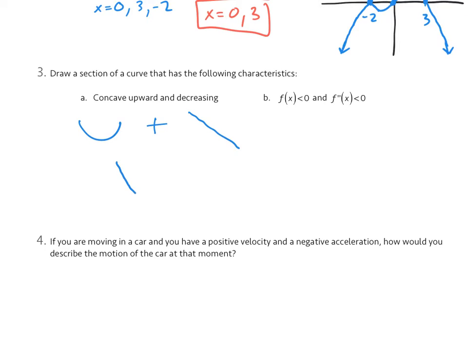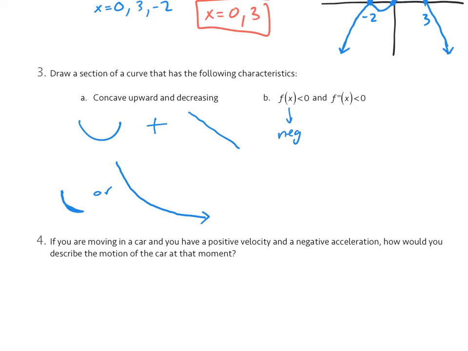So it might look like that. That would be an exponential curve. You could make it look maybe like part of a sine curve. You just need to draw a single section of it. I don't care how much you draw. Just think about the fact that that's what it would look like if it was decreasing and also concave upward.